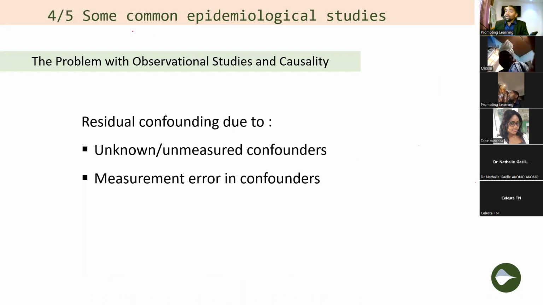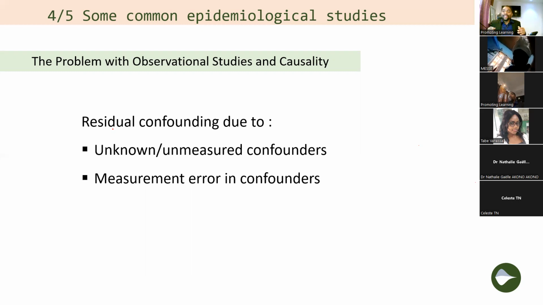Yes, we're almost done. Some common epidemiological problems: the problem with observational studies and causality. There are many problems that observational studies can present, especially if you're dealing with retrospective studies. Even with prospective studies, we have issues, particularly issues with confounding. Why? Because we don't know all the confounders.